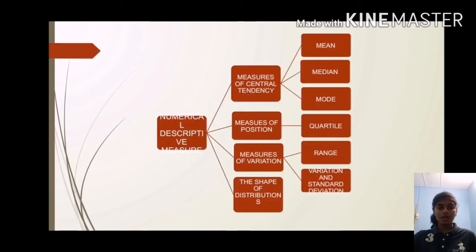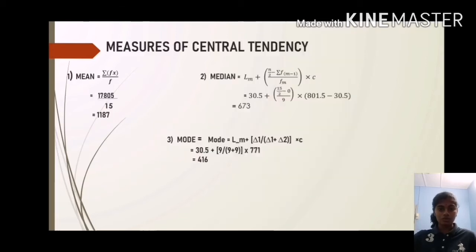In this assignment, I'm going to explain about the numerical descriptive measure. A numerical descriptive is divided into four parts, which are central tendency, measure of position, measure of variation, and shape of distribution. Measures of central tendency is divided into three parts, which is mean, median, and mode. Mean is defined as the sum of data entries divided by the number of entries. The formula of mean is as shown on slide.